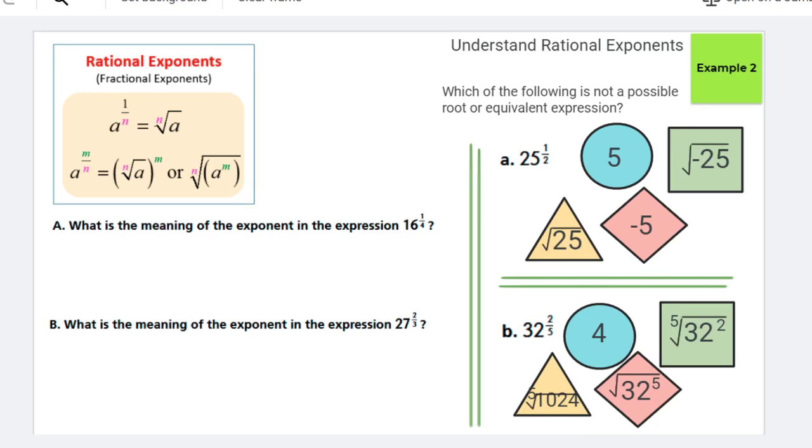In today's video, I'm covering example 2 from lesson 5-1 in the SavvasRealize Algebra 2 textbook. Today's video is about understanding rational exponents.